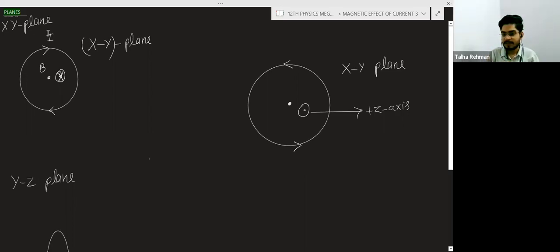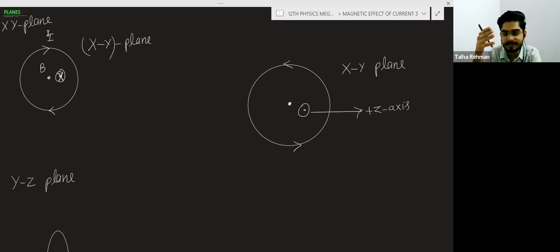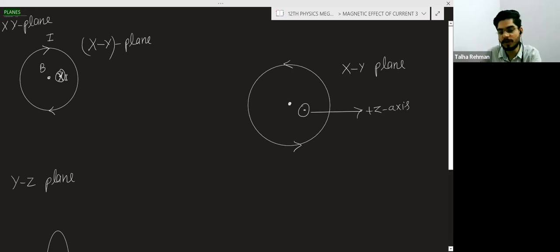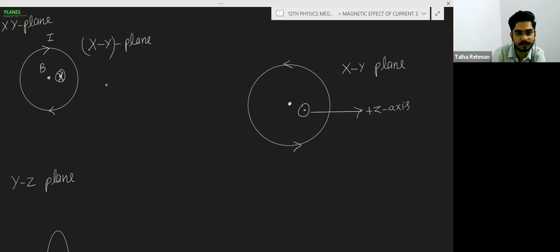Away means this is going into the screen, means the direction is into the screen. Away from you means negative z axis, or into the screen, or inward. You can say inward also. So inward is represented by this cross. The inward direction is represented by this cross. I am writing it as inwards.